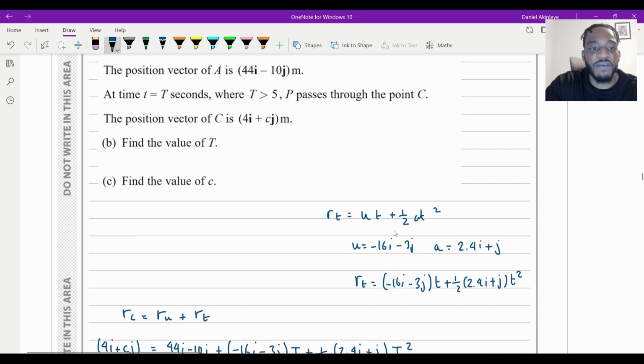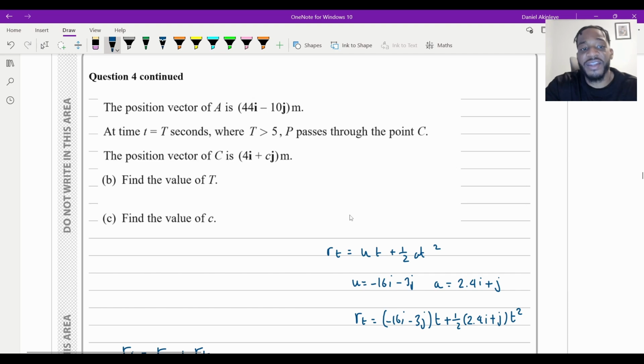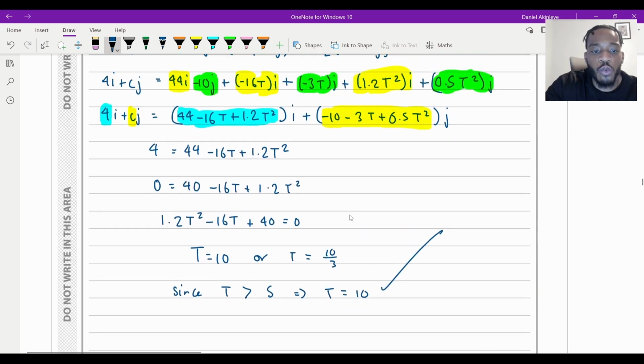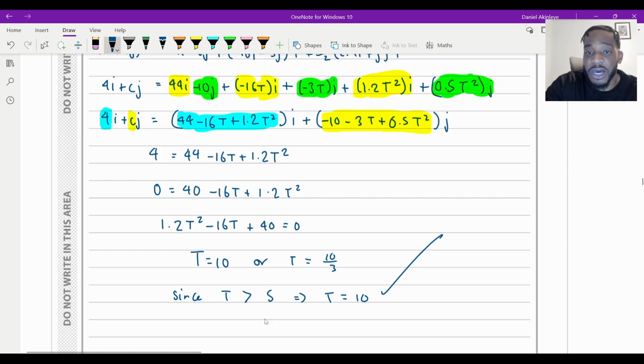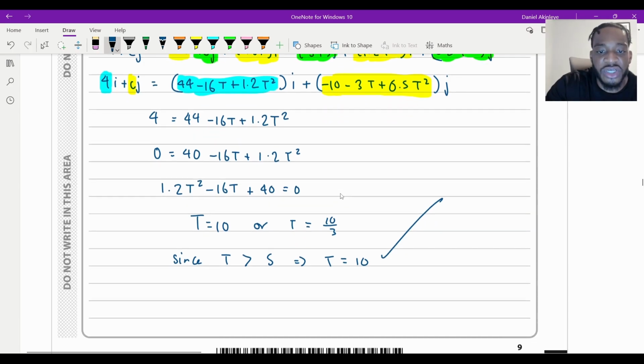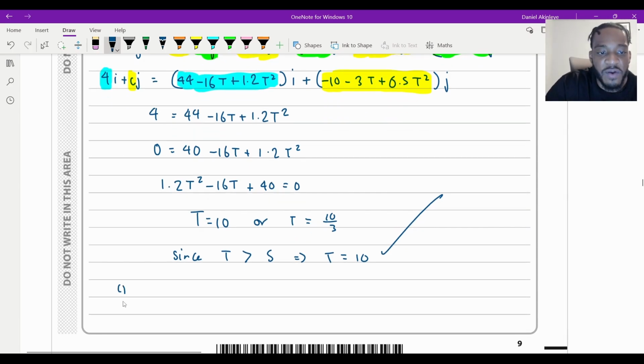So now we've got our value for capital T. It says we need to find out what c is in part C, right? Now, if we know what T is, that's very easy now. Because remember, c is equal to this here, at any point in time for T. But we know T is equal to 10. So all we need to do is plug in T equals 10 into here, and that will give us c. I'll just finish it off here for part C.